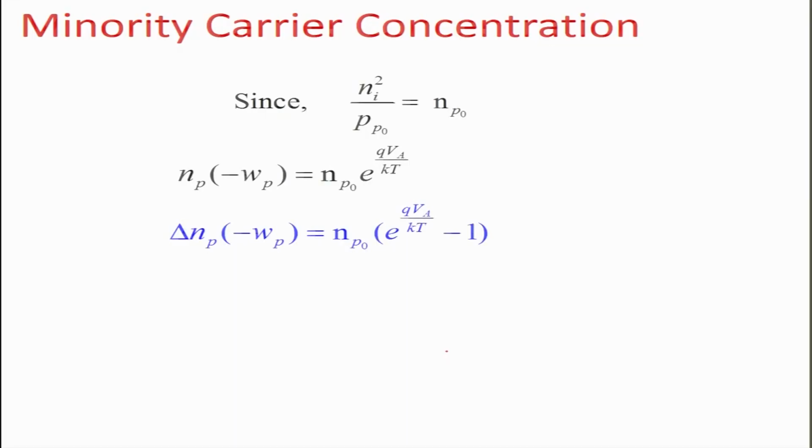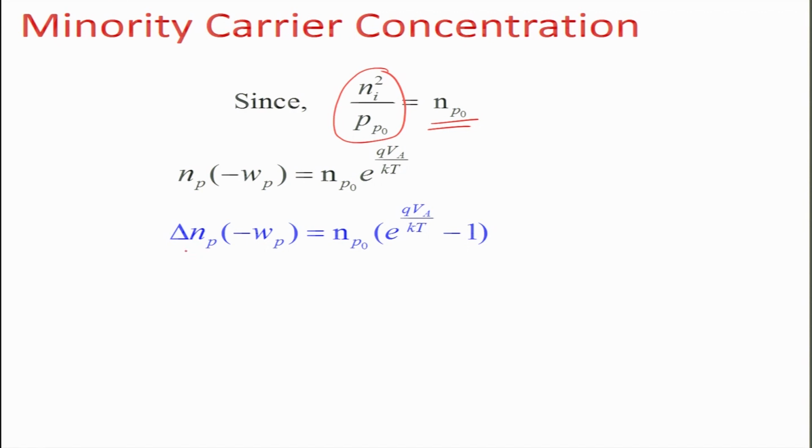Similarly, you can write for holes. So now we know that ni square divided by Pp naught is equal to Np naught at zero bias, right? This is the equilibrium carrier concentration. So I can replace this here. So Np at minus Wp is equal to Np naught into exponential qVa by kT. So if Va is 0, then Np at minus Wp is equal to Np naught.